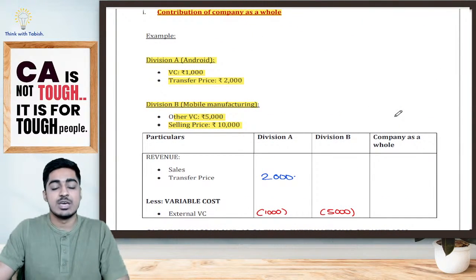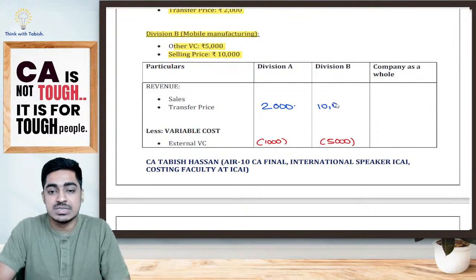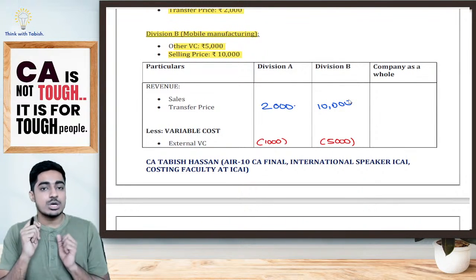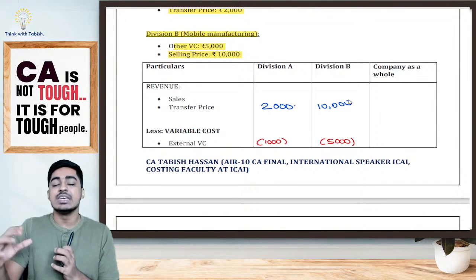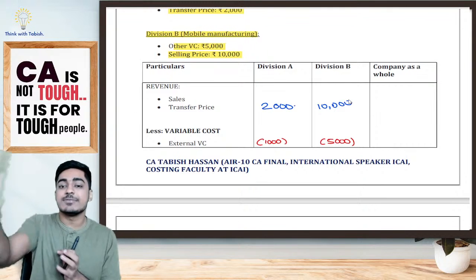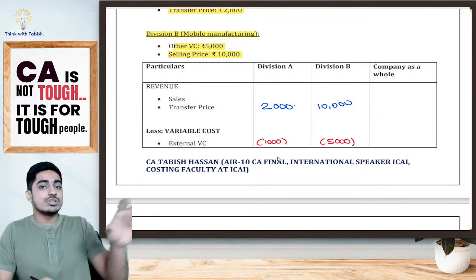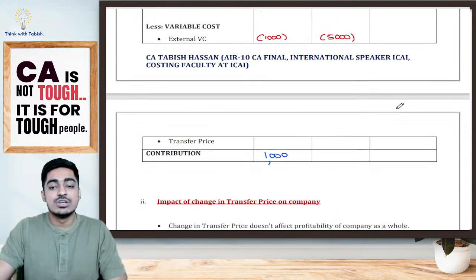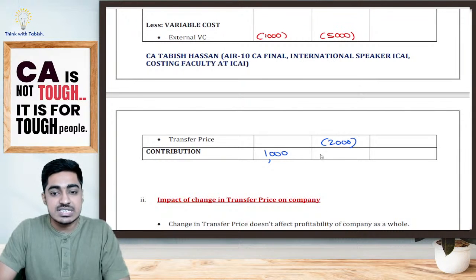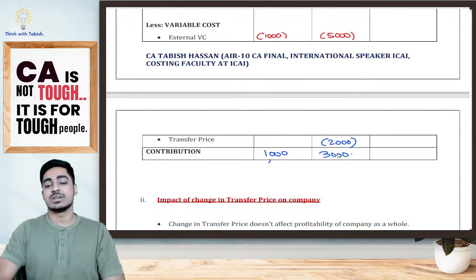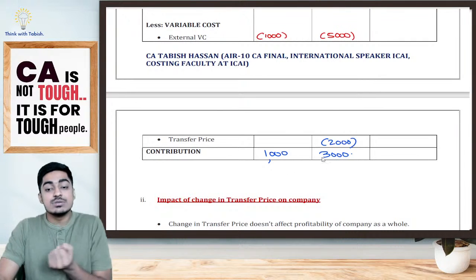Now division B, mobile, Pixel phone. At what price are we selling? We are selling at 10,000 rupees. For this, what all variable cost are we incurring? Firstly, we want other raw material, a screen, memory card, etc., for which we are paying 5,000. So 5,000 is that variable cost. Also, we want the Android software, for which we are paying 2,000. So altogether, 7,000 is our variable cost. 10,000 is the selling price, so 3,000 is the profit. Division A's contribution is 1000. Division B's contribution is 3000.